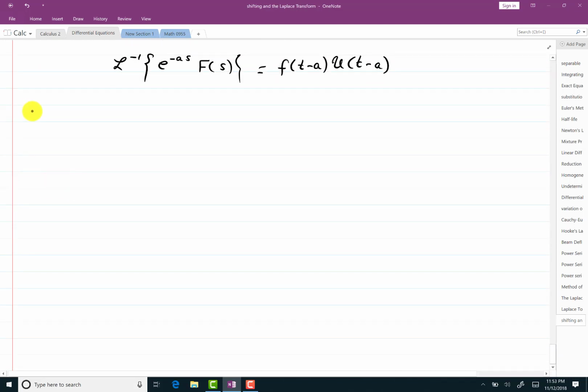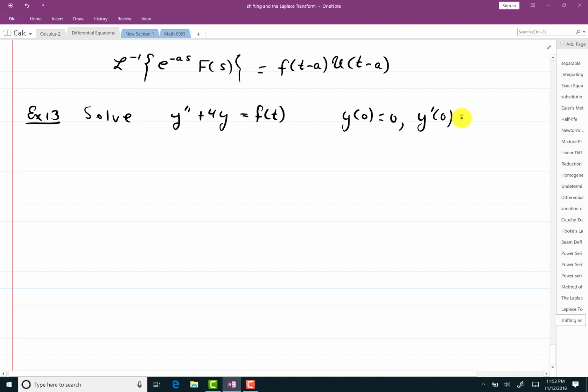For my last example, let's solve y double prime plus 4y equals f of t. And we have y of 0 equals 0, y prime of 0 equals negative 1. But here, f of t is a piecewise defined function.